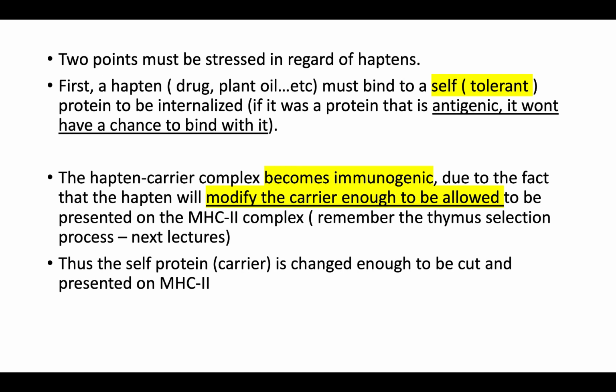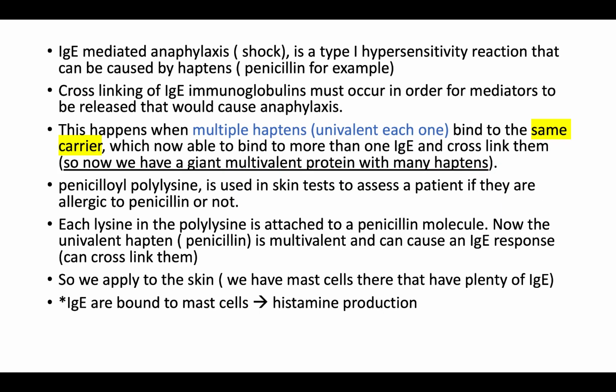So how can I then take the carrier protein, which is a self protein, put it with the hapten and give it to the T cell? The self protein has to be changed enough to become immunogenic. That is why not everybody is allergic to penicillin: they have to have this modification, and their T cell receptor has to be able to recognize this small modification for them to be allergic. That's why only a few people are allergic to certain proteins.